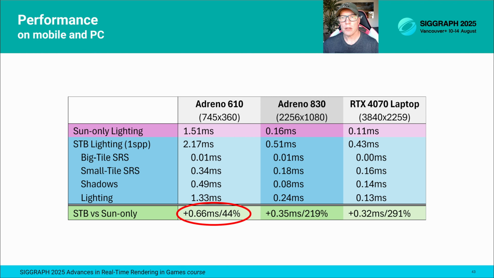With 1 SPP stochastic lighting, the cost on the Adreno 610 increased only by 0.66 milliseconds, which is quite modest given it now also handles arbitrary local lights. On Adreno 830 and RTX 4070, the cost increase is around 0.35 milliseconds, but the relative cost increase is higher. These platforms could potentially benefit from compute shader implementations and merging passes to bridge the gap.